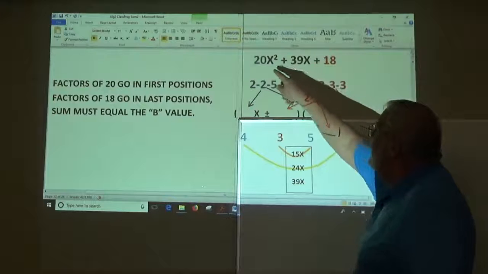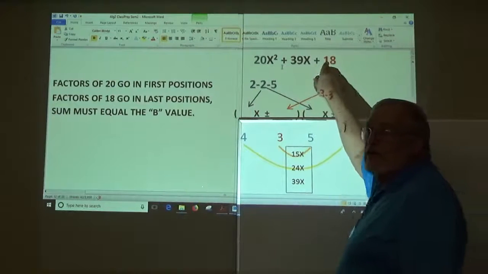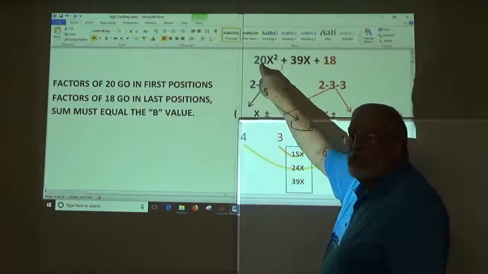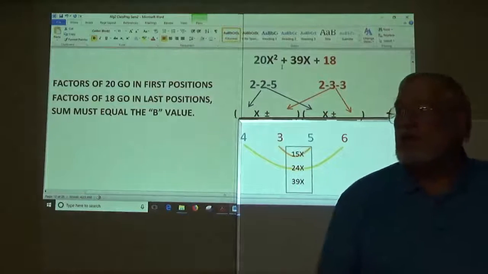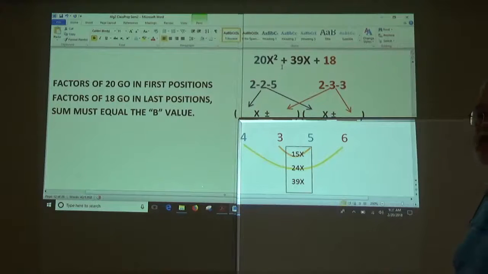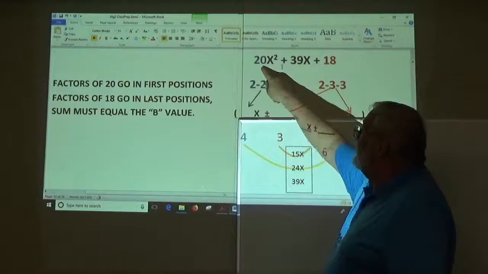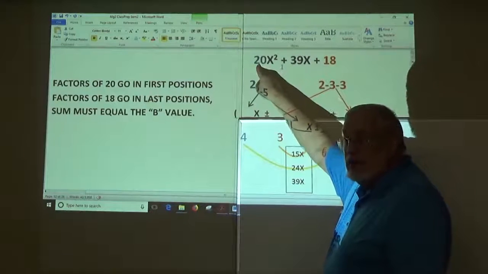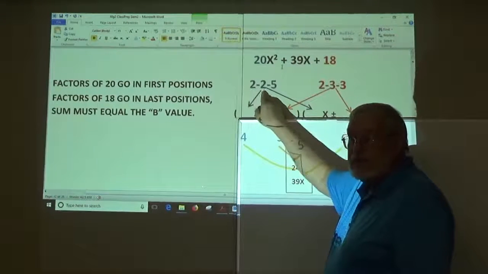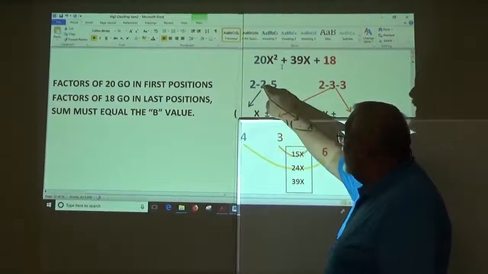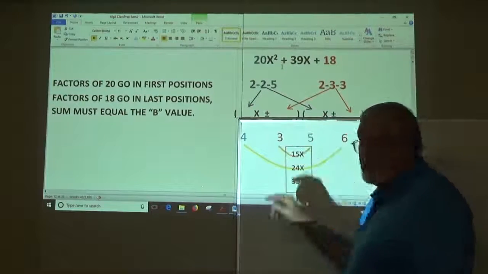Whenever you have a polynomial where the first number is not 1, you have to factor both sides. So this 20, which is 4 times 5 or 2 times 2 times 5, this 20 has to be split.